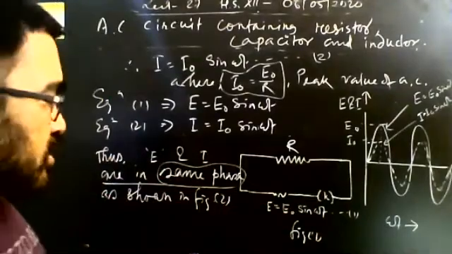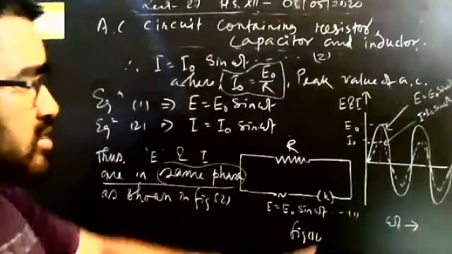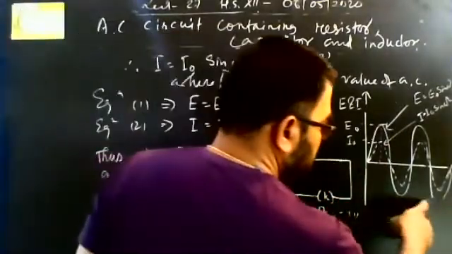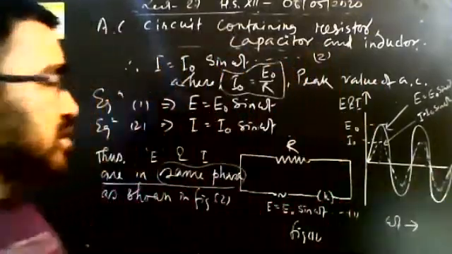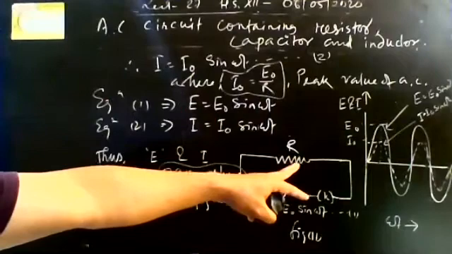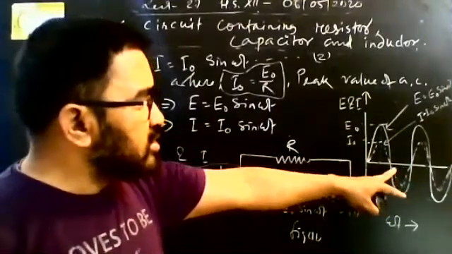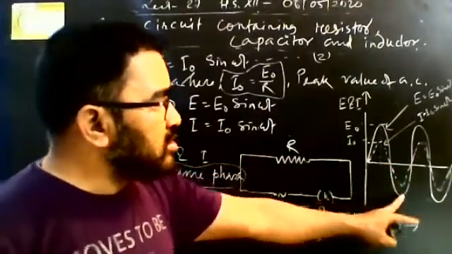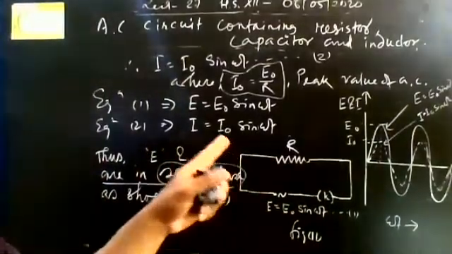So I think you can follow this. This is called phase. They are in phase. The dotted curve represents the current curve, alternating current. The full line curve represents the EMF, alternating EMF curve.